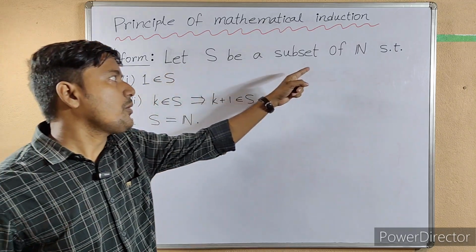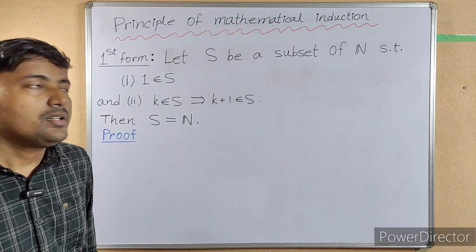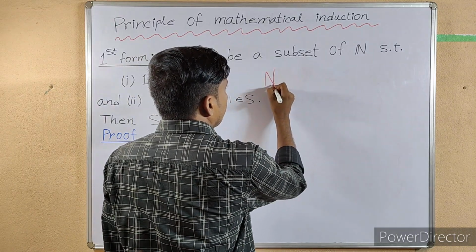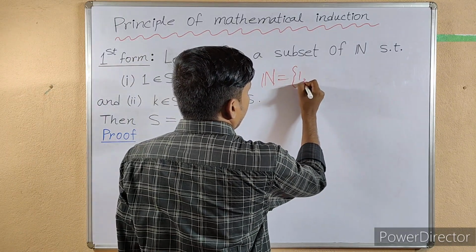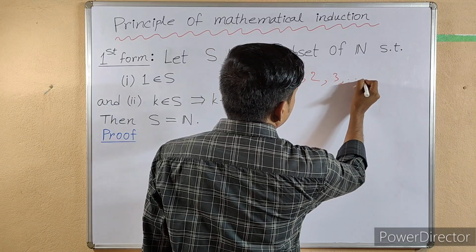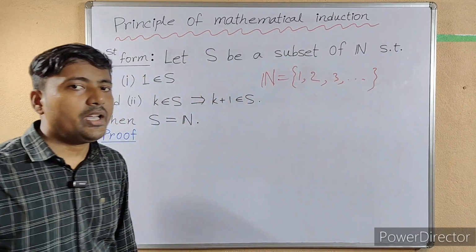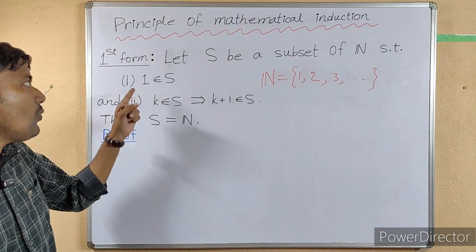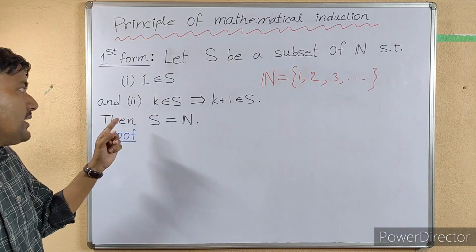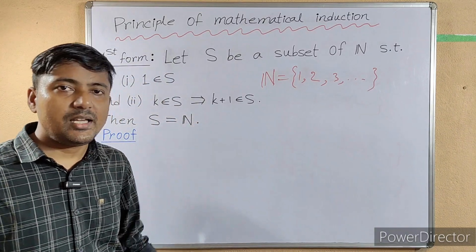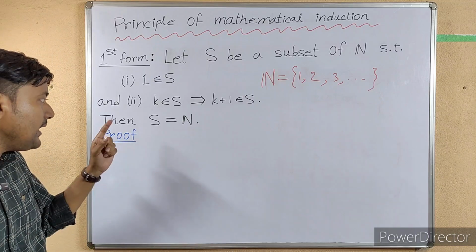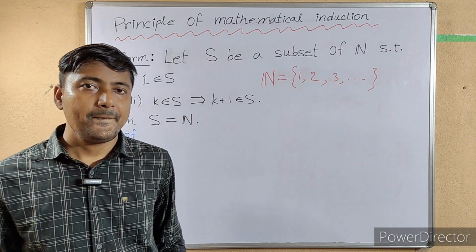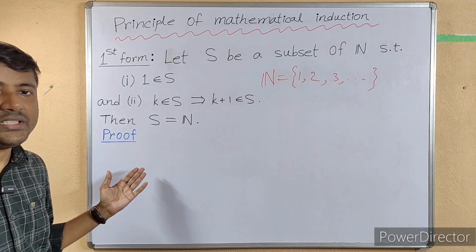Let S be a subset of N. Here N means the set of all natural numbers, that is N equal to 1, 2, 3 ... Let S be a subset of N such that 1 belongs to S and k belongs to S implies k plus 1 belongs to S. Then S is equal to N. Now we are going to prove this.